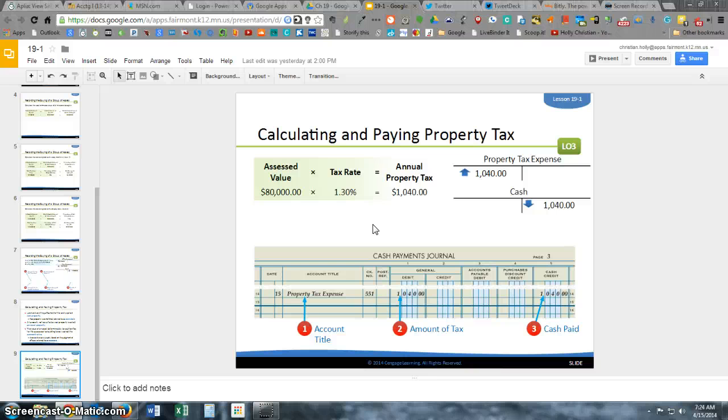So what we do when we journalize it for a business, we have an account called property tax expense. We're going to write a check, so we credit cash, and we're going to debit that expense account.